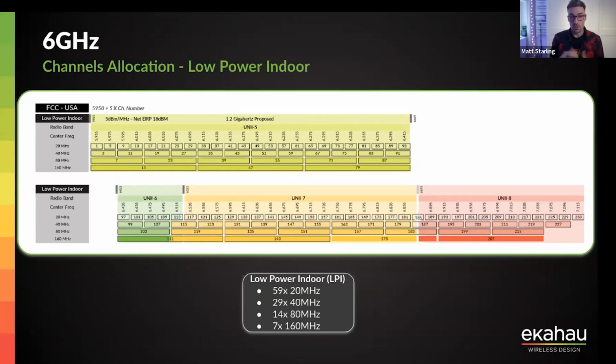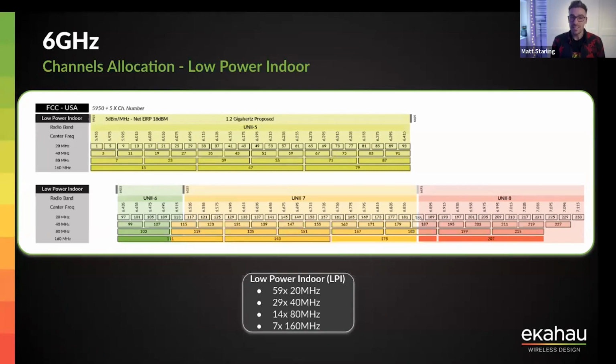And again, if you want to bond those together, that's going to give us 80 megahertz wide and 14 of those for the low power indoors. And then finally, if you want to do 160 megahertz wide channels, that will give you 7. And it is possible to do 320 megahertz as well. But realistically, are we going to see that? Because that would only give us a couple of channels that wouldn't overlap. Maybe in some very small environments or at home, we're going to see that.